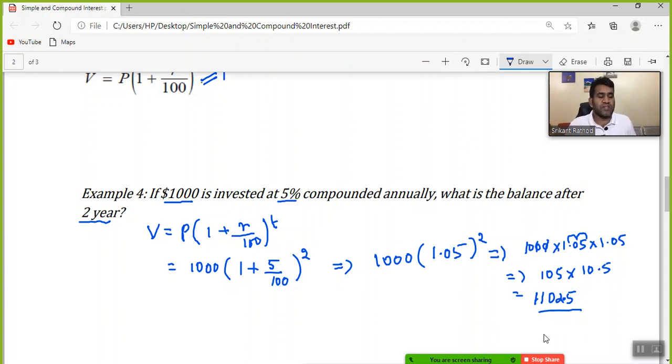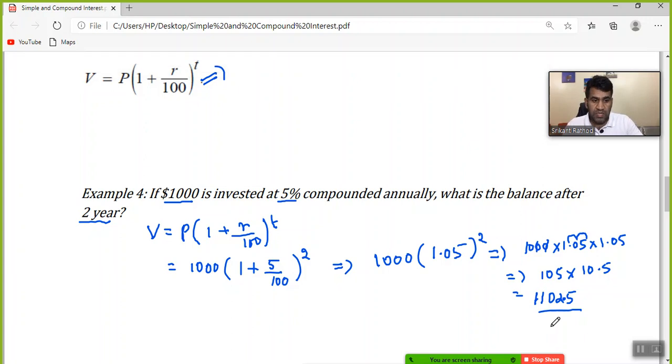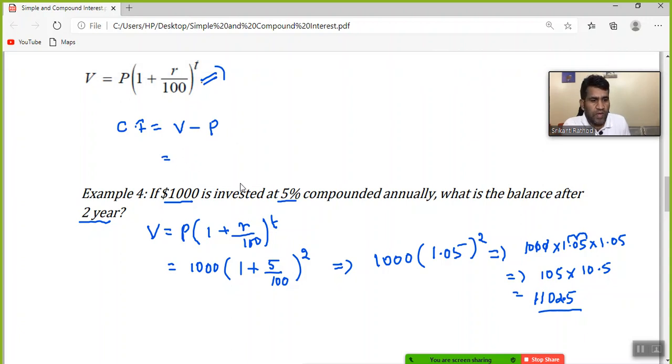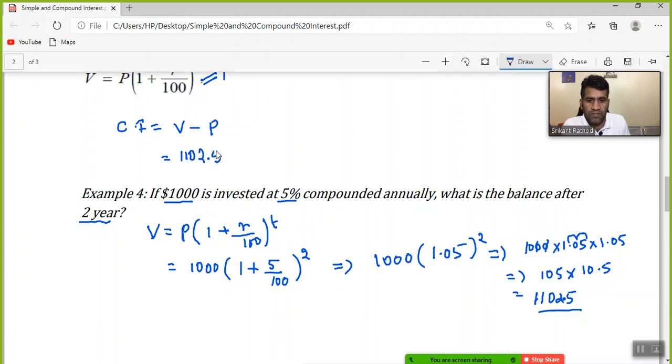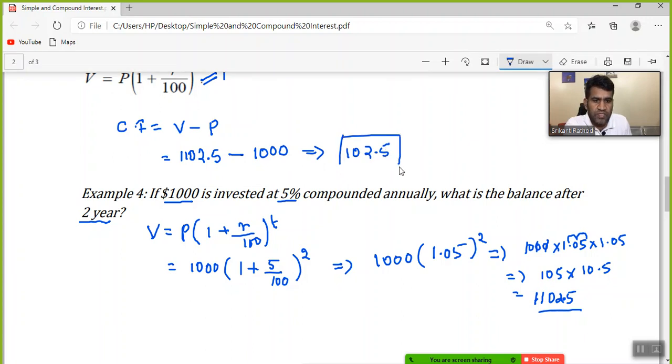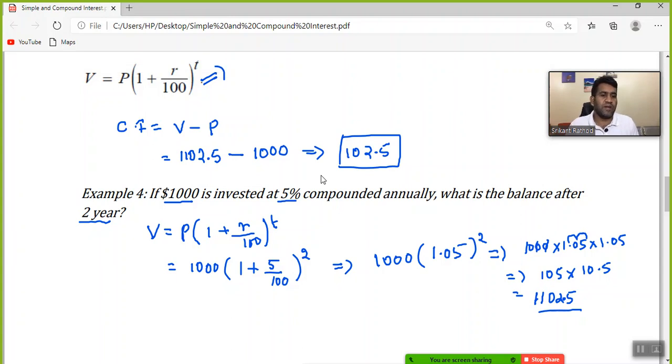So if I ask what is the compound interest we are going to earn, using the simple formula I wrote, the compound interest can be written as value minus the principal amount. The value we got in our case is 1102.5, minus the principal amount, which is 1,000. So the difference we got is 102.5. This is the amount you earned as compound interest for the time period of 2 years.